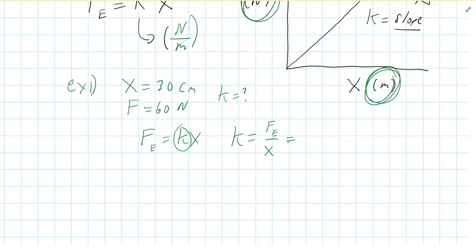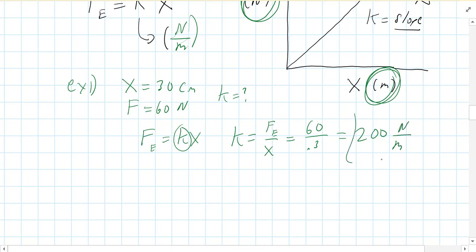Well, I gave you 30 centimeters. How many meters is that? Well, that's 0.3. So this ends up being 60 newtons over 0.3 meters, and that would be 200 newtons per meter. So that would be your spring constant for that spring.